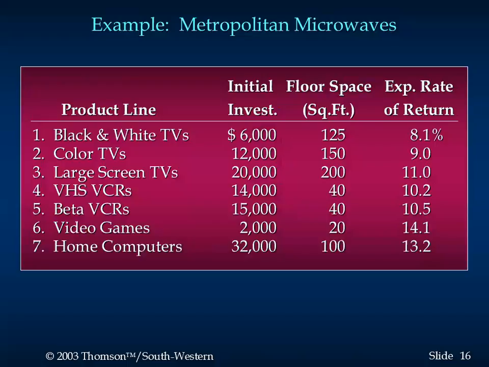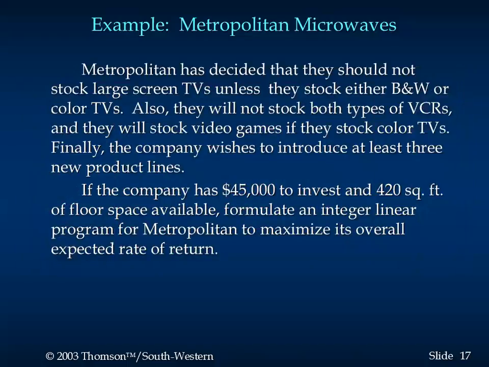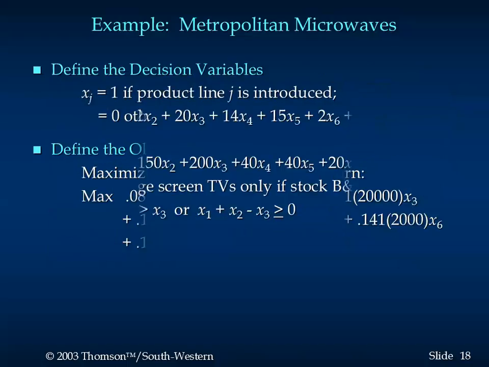Everyone agrees or disagrees? Okay, so what I'm saying here is, this condition boils down to saying that X3 should be less than or equal to X1 plus X2. So in other words, if one of these X1 and X2 is 1, then we can consider X3. Otherwise, if both X1 and X2 are 0, automatically X3 will be 0. Right? If we do not stock black and white or color, automatically we cannot stock large screen TV. And that's what is forced with X3 less than or equal to X1 plus X2. Right? So that's our first constraint.